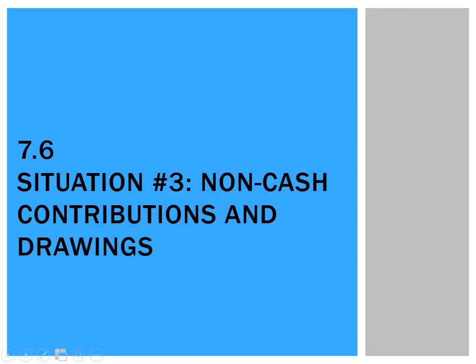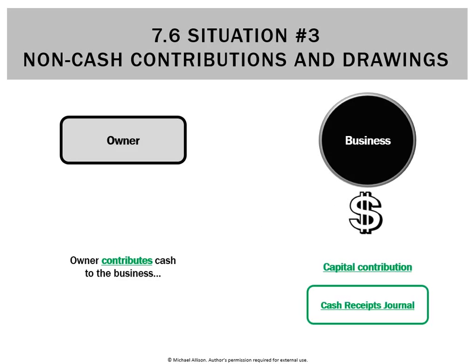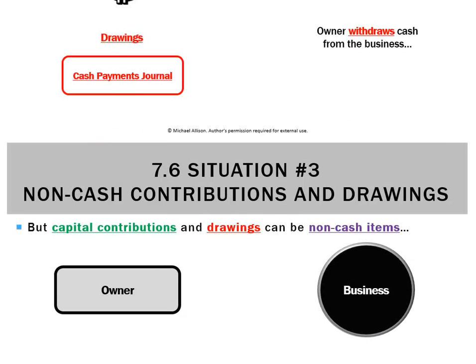So in previous chapters we've dealt with the situation where the owner either gives the business money or takes out drawings of money. Situation 3 is where the owner gives the business something or takes it out that's not actually cash. So if the owner gave the business cash, we know that goes in your cash receipts journal as a capital contribution.